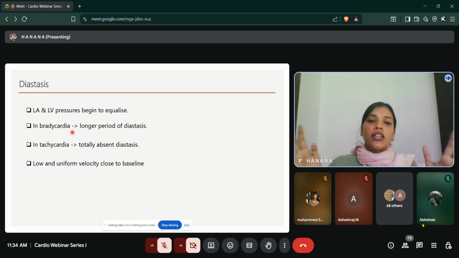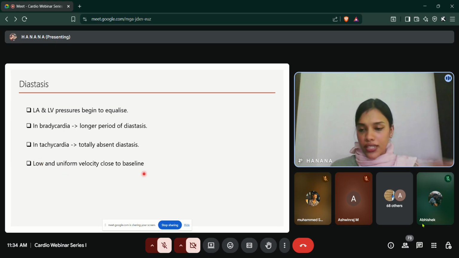and in tachycardia we will see a totally absent diastasis, where the E wave and A wave come nearly merged together, very close together, and it is visible as a low and uniform velocity close to the baseline, which we have already seen.